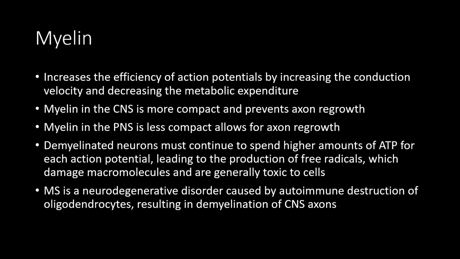Demyelinated neurons must continue to spend higher amounts of ATP for each action potential, leading to the production of free radicals, which damage macromolecules and are generally toxic to cells. And so this is part of that cycle that we talked about when patients have demyelination as a result of damage to the oligodendrocytes with MS. MS is a neurodegenerative disorder, and it's caused by an autoimmune destruction of the oligodendrocytes that causes that demyelination, and then there's more energy expenditure needed to transmit any signal, and so the signal becomes weaker, and that plays into part of the relapsing remitting presentation, but is also a big component as to why patients with MS are so fatigue intolerant.